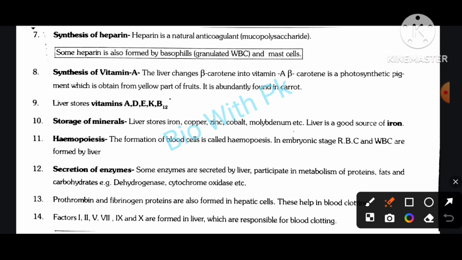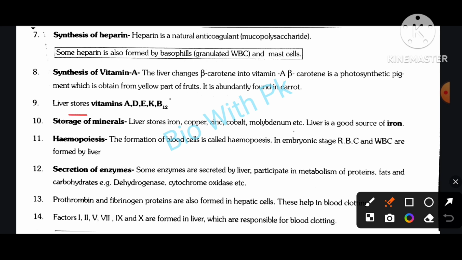Number 7, synthesis of heparin. Heparin is a natural anticoagulant mucopolysaccharide. Some heparin is also formed by basophils, granulated WBC and mast cells. Number 8, synthesis of vitamin A. The liver changes beta carotene into vitamin A. Beta carotene is a photosynthetic pigment which is obtained from the yellow part of fruit. It is abundantly found.